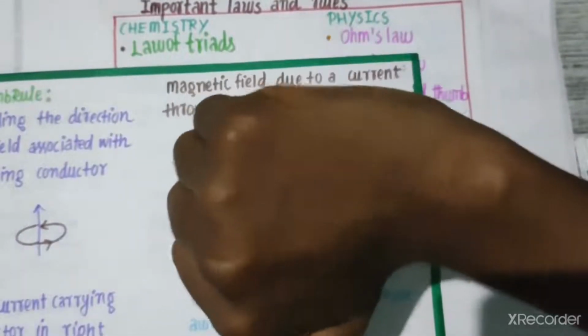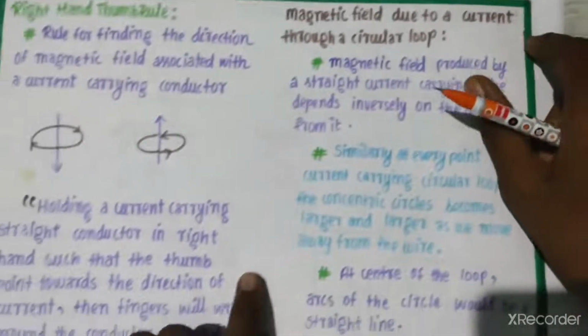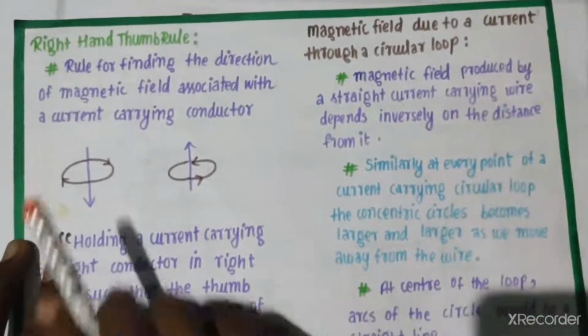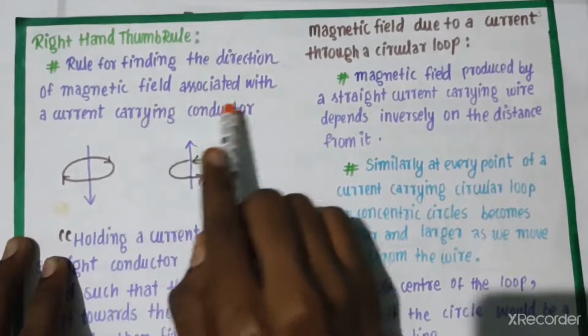Then you have to curl your fingers. Okay, which direction are your fingers pointing? It is pointing in the direction of the magnetic field, and this is what you call the right hand thumb rule. So the rule for finding the direction of magnetic field associated with the current carrying conductor.